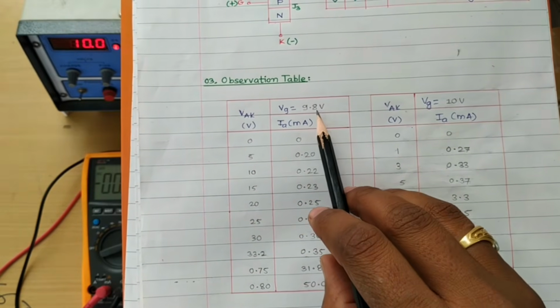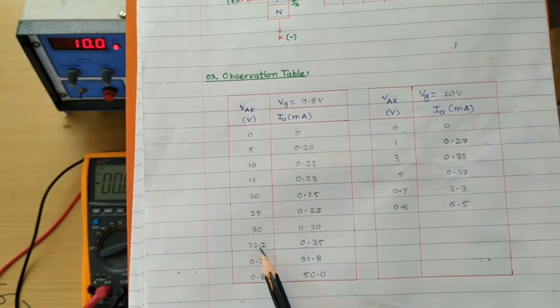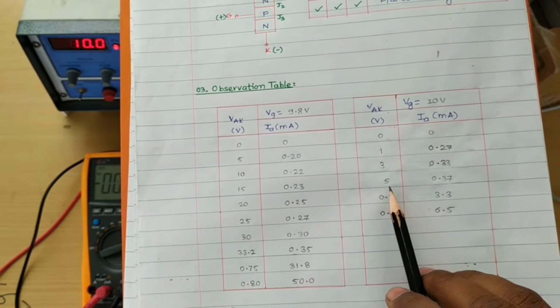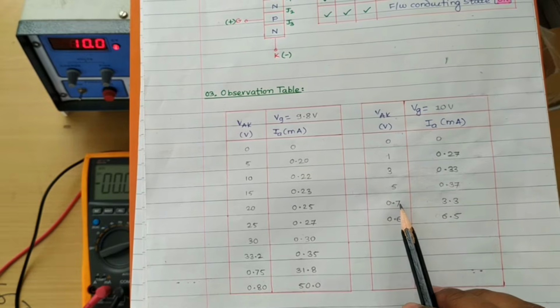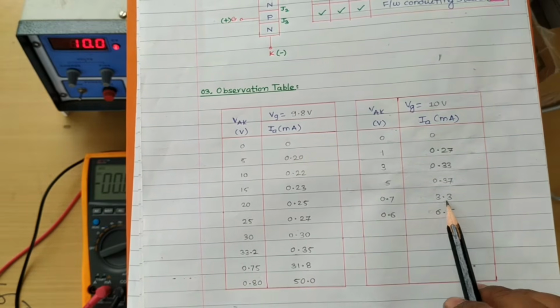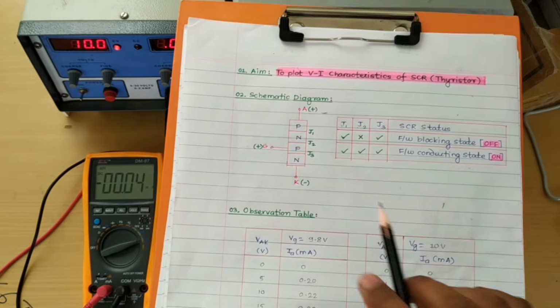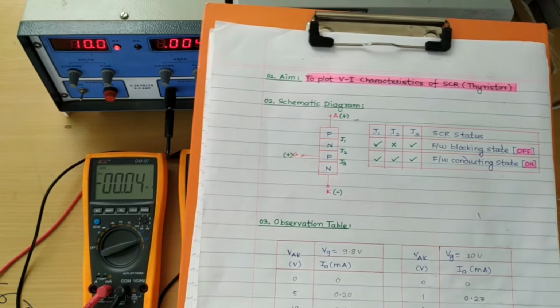Now here you can see that when your gate voltage was 9.8 volt, your device was triggered at 33 volt, and when your gate voltage is 10 volt, your device is triggering at nearly 5 volt. Okay, so what happens after 5 volt? Your voltage suddenly drops and current suddenly rises. So in this way you can verify the operation of thyristor or SCR. Now we will try to plot VI characteristics of this.